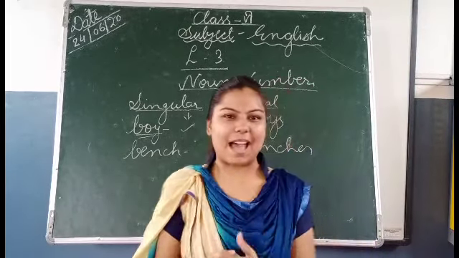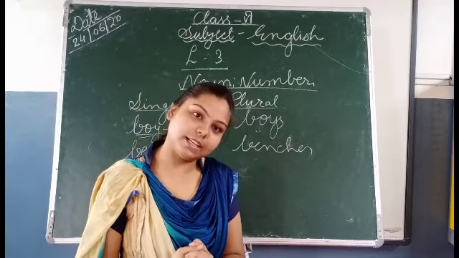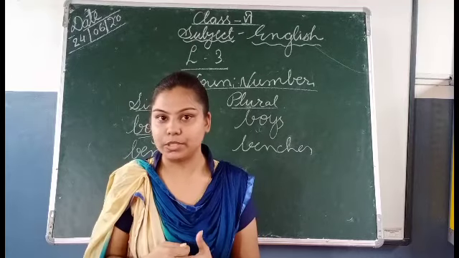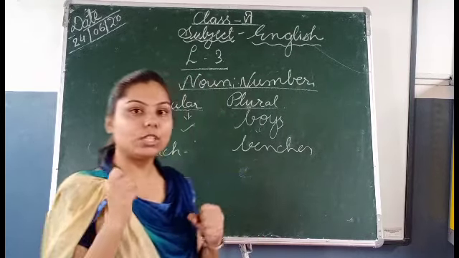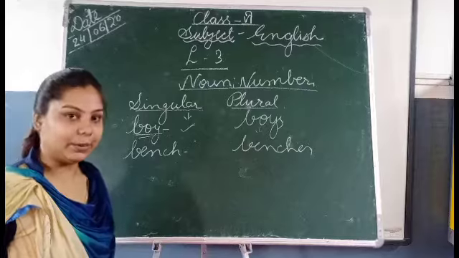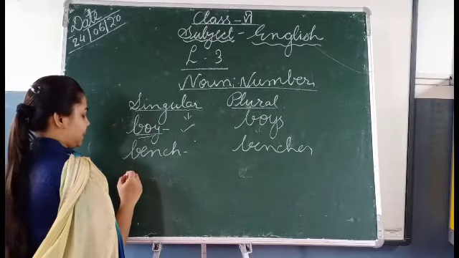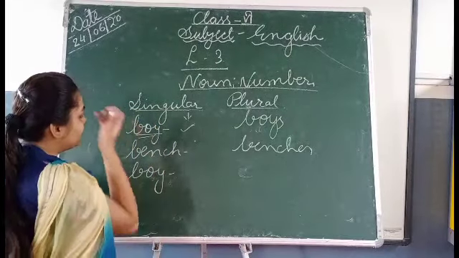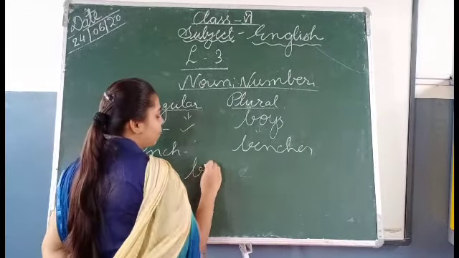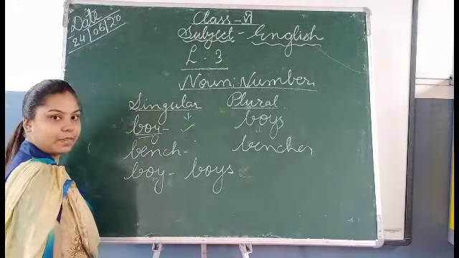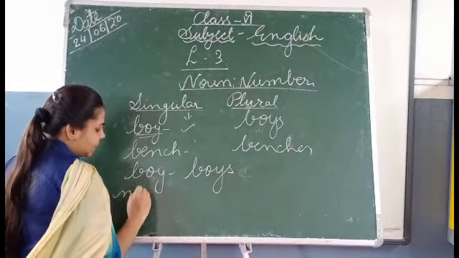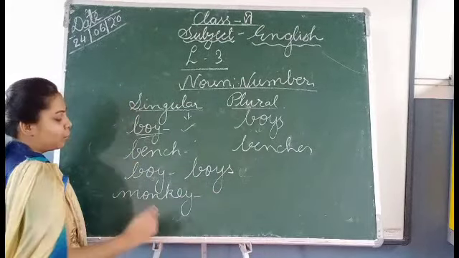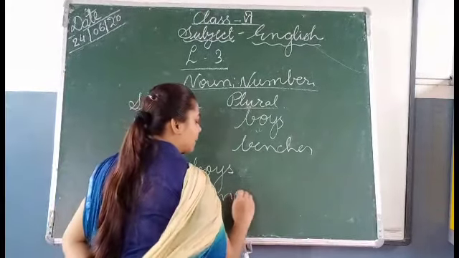Okay, now you will think, ma'am, this is very easy. Yes, of course it is very easy. But today we are going to read some basic rules. Okay, now what are those basic rules? I am giving you one example here. For example, see here. If I have written boy and I'll ask the plural of boy, what you will say? That ma'am, plural of boy is boys. Okay? If I write monkey and I'll ask you what is plural of monkey, what you will say? Ma'am, monkeys.